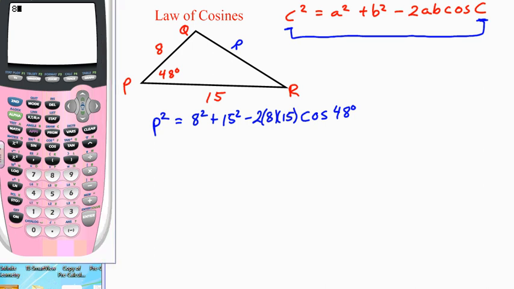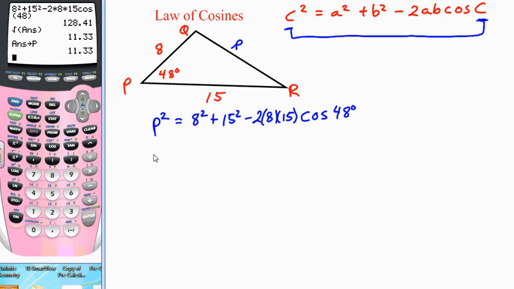So I'll do that over here. 8 squared plus 15 squared minus 2 times 8 times 15 cosine 48. Make sure that you're in the correct mode, which I am. Press enter. Now that is P squared. So I want to take the square root of the second answer, that 128.41, and I get 11.33. I'm going to store this in alpha P because it is side P. Okay, and that's what I'm going to write down.